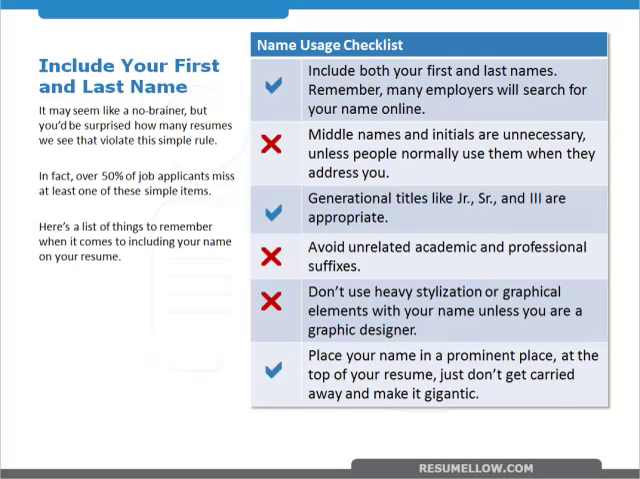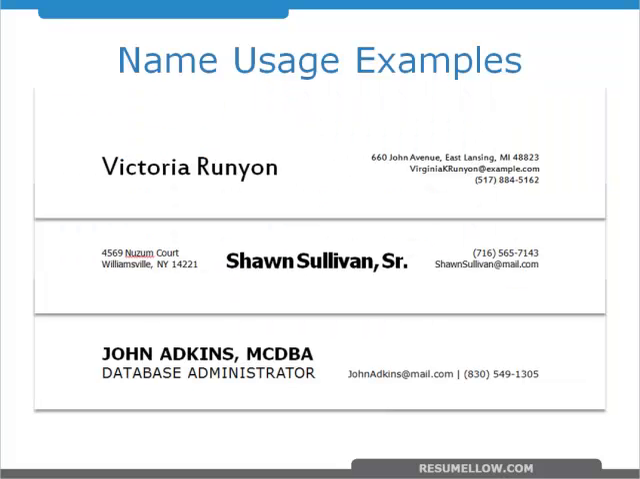So let's go to the next slide, and I'll show you some examples. These are just 3 examples that I put together for you. Let's look at this first one, Victoria Runyon. We don't include her middle initial. We don't include any of her professional certifications or educational degrees because they're unnecessary for the application that she's going for. You'll also notice that we've included her contact information up here at the top. Certainly not related to name usage, but there it is for you.